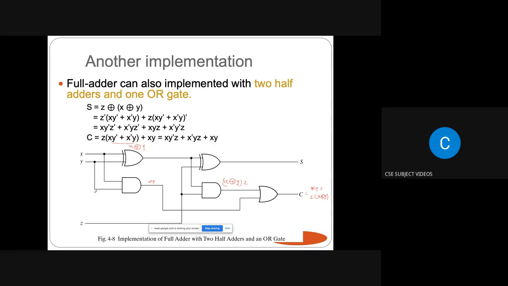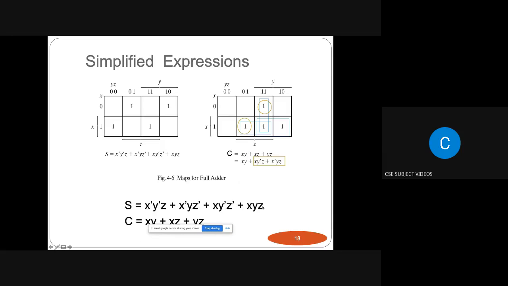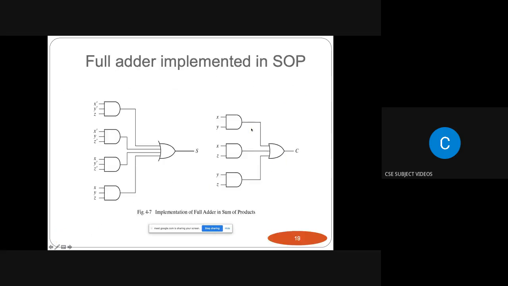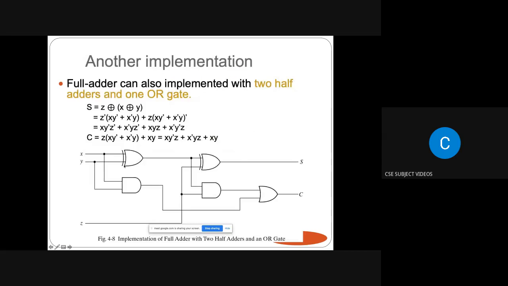See here, this is one half adder, this is another half adder, this is an OR gate. We know the implementation of half adder is this one. After simplification, we are implementing the half adder circuit like this. So this is the half adder. So this is the way we have implemented the full adder with 2 half adders and an OR gate.